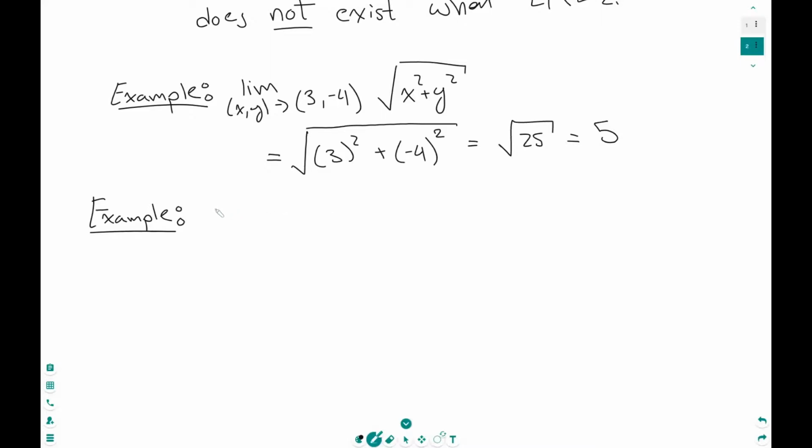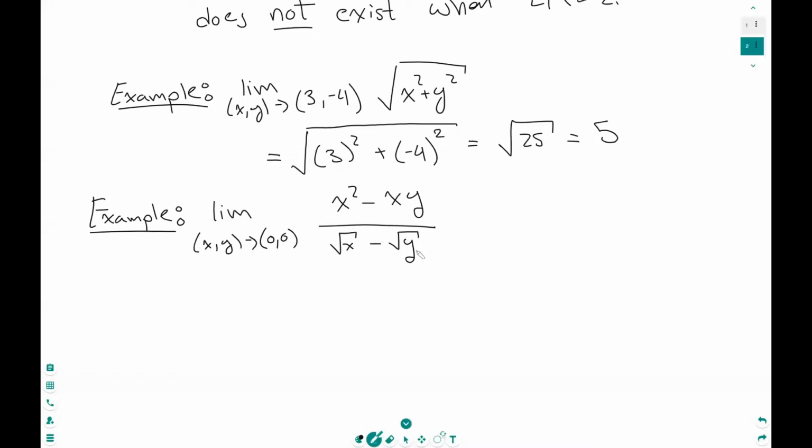For this time, we're going to have the limit as x and y go to 0, 0. In this case, my function is going to be x squared minus x times y over the square root of x minus the square root of y. Okay, so now I look at this. My first thought, can I plug this in?